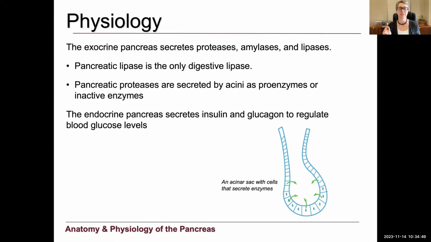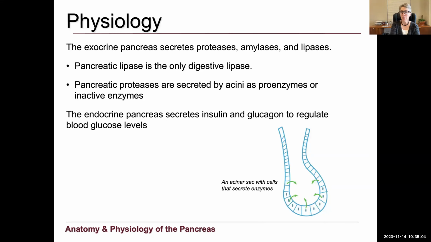Now, here's an interesting fact, and it's in your notes here. Pancreatic lipase is the only lipase that we have. Okay, so if there's problems with the pancreas, we might not be able to digest fat adequately. So keep that in mind.